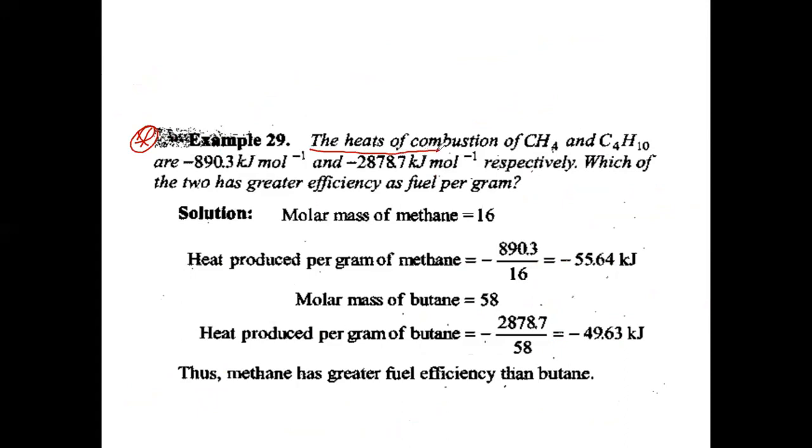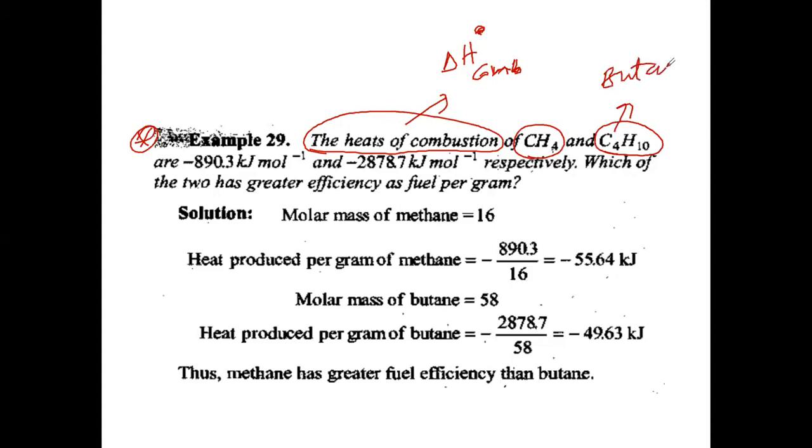See, the heats of combustion. Now, what is given, combustion or formation? Combustion. So the heat of combustion is given. The standard enthalpy change of combustion of methane and C4H10, butane, is given here. For methane it is minus 890.3 kilojoules, and butane is minus 2878.7 kilojoules per mole.